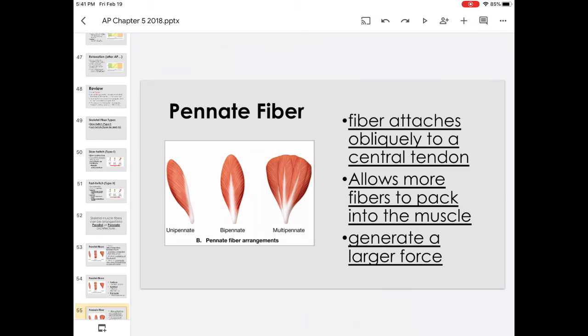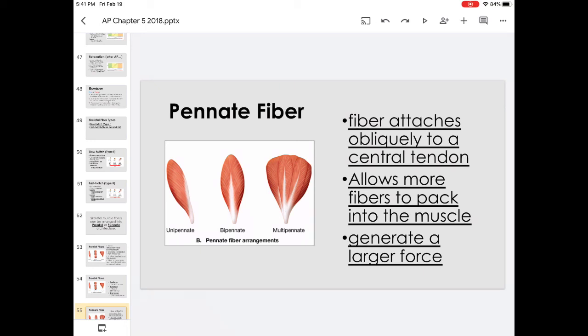The other type of architecture that we have for skeletal muscle is your pennate. These are when you have fibers that attach, they call it obliquely, to a central tendon, which just means it's tilted or slanted. And they attach to a central tendon. They can also attach to more than one tendon as well. So this is going to allow more fibers to pack into the muscle, and have a larger amount of force.